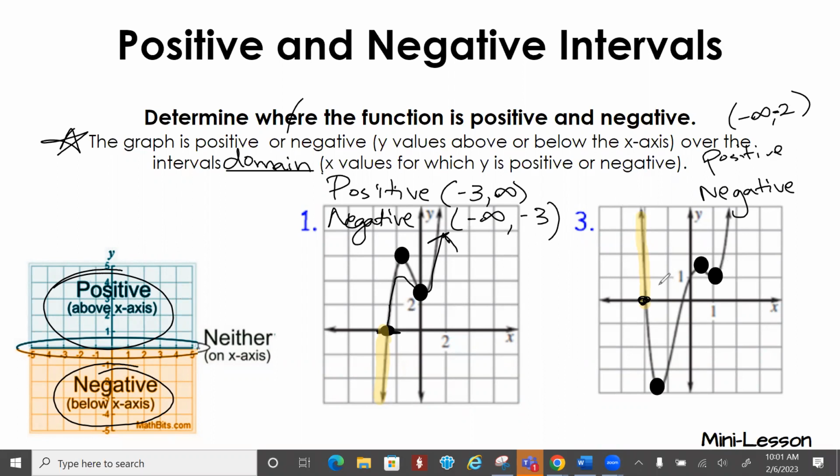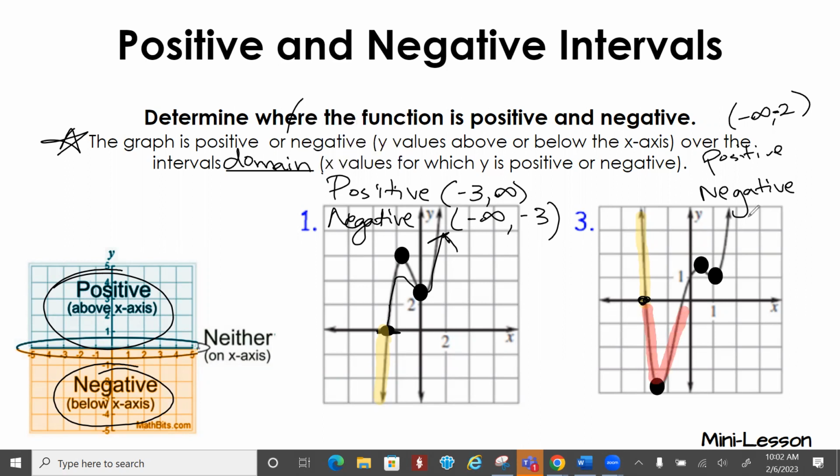But it's above the x-axis. Right, the line is going down. But we're talking about whether it's positive, so above the x-axis, or below. Oh, gotcha. All right, what about this next part? Is it positive or is it negative? Negative. Okay, and what is the interval for that one?